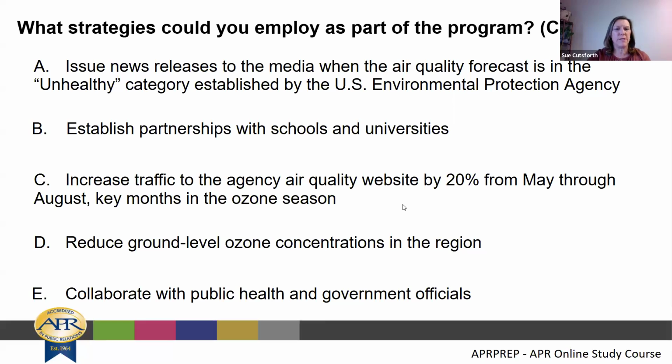Issue news releases to the media when the air quality forecast is in the unhealthy category established by the U.S. Environmental Protection Agency, establish partnerships with schools and universities, increase traffic to the agency air quality website by 20% from May through August, key months in the ozone season, reduce ground level ozone concentrations in the region, or collaborate with public health and government officials.